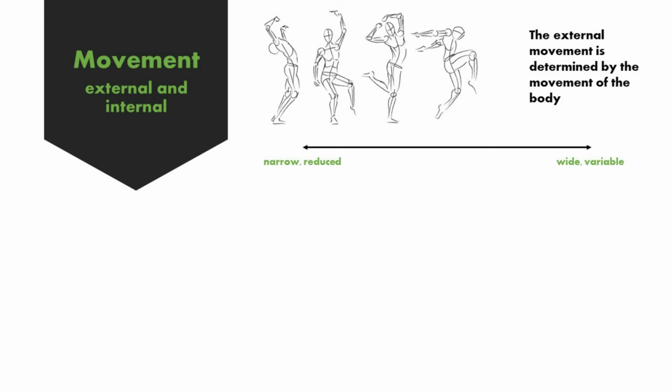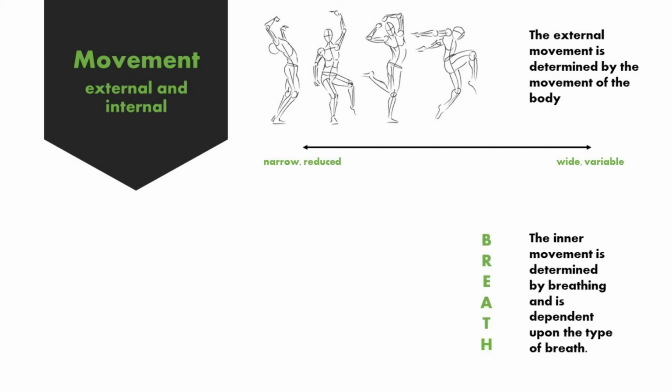Now we have come to the 3rd law of the body, and that is the law of movement. To be more precise, the external and internal movement. The external movement is determined by the actual movement of the body. And we also have a range here that goes from narrow, reduced, all the way to wide, variable. So the question is, what do you do when you're having sex? Is your body narrow, or do you take a lot of room in bed? Do you throw your arms open and your legs open?